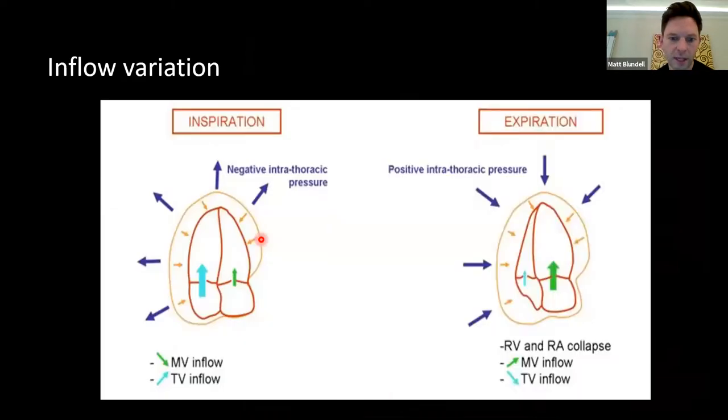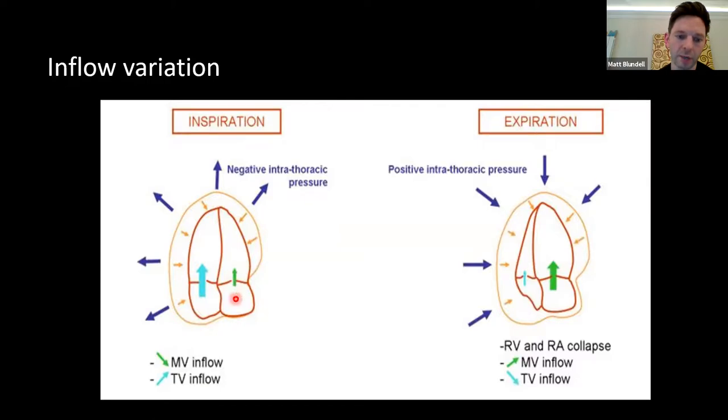And finally, for anyone a bit more technical, you can look at inflow variation through the valve. This is much like pulsus paradoxus, but using your echo probe. So in tamponade, in inspiration, as we said before, you're going to get increased flow through the right side of the heart, but you'll get more increased flow in inspiration than you will in expiration. And the opposite happens in the left side of the heart.